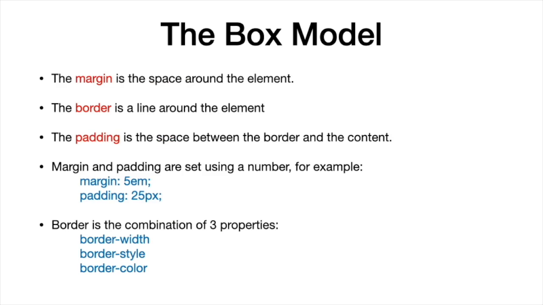The margin is the space around the element. The border is a line that we can place around the element if we want. The padding is the space between the border and the content. Margin and padding are set using a number. So here's some examples. Border is the combination of 3 different properties: border width, border style, and border color.